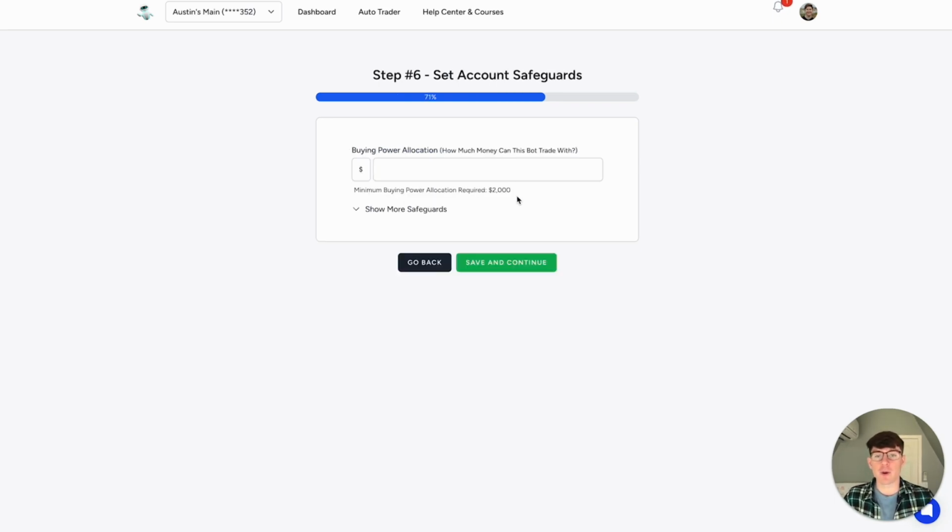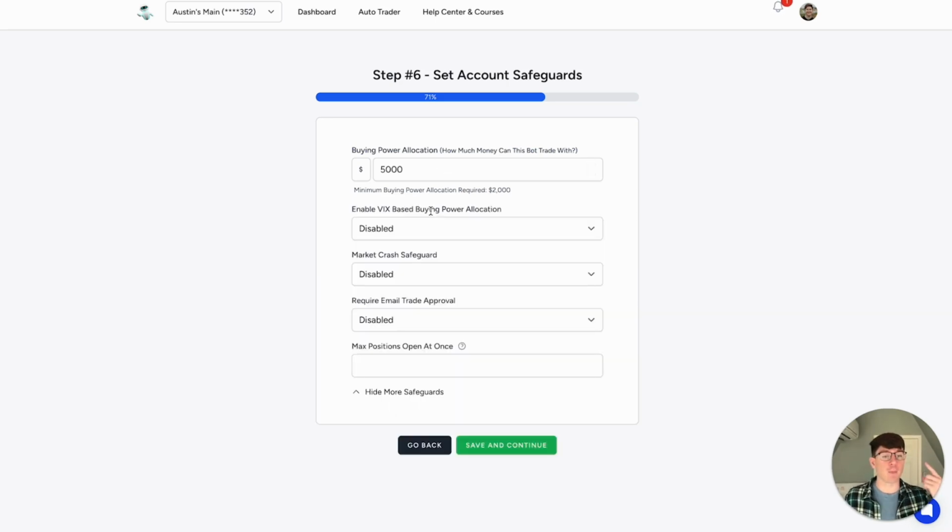From here, what I'm going to do is set up some safeguards for the bot. How much money should I allow this bot to trade with? Like I mentioned, it's going to be around $4,000 or so for the bot to place the trades. I'm going to put $5,000 here, and this should allow the bot to place at least one trade. So 5,000 here. But remember how I said market crash is very important and volatility risk is very important when it comes to credit spreads? Well, now with just a simple click of the button, I can enable that.